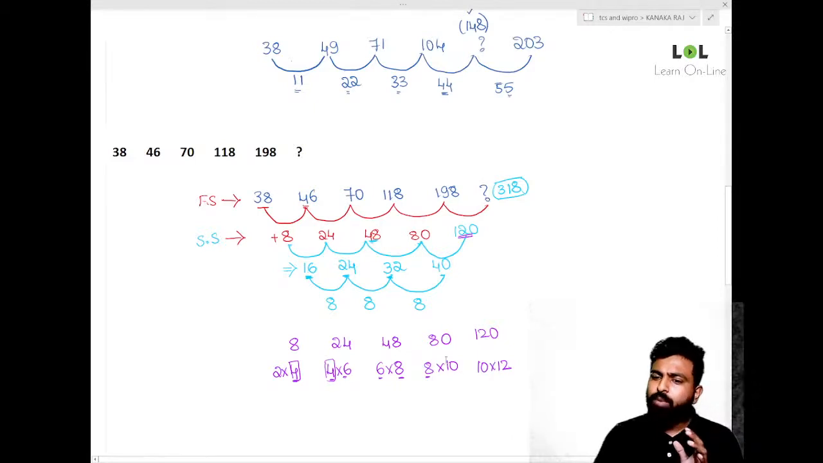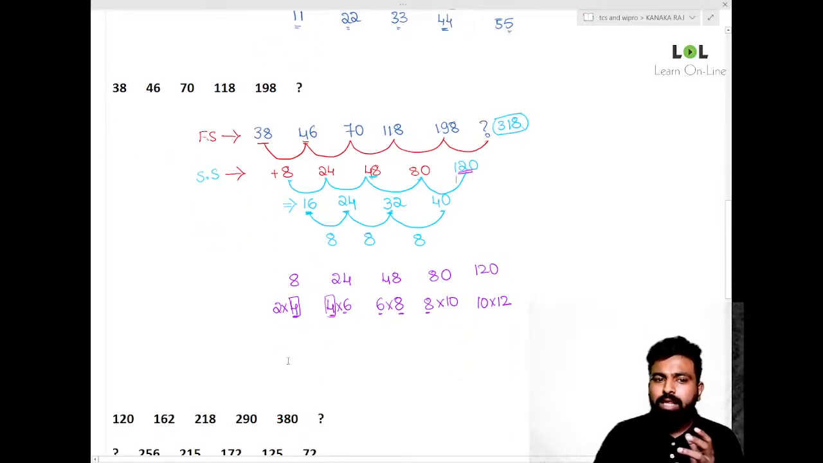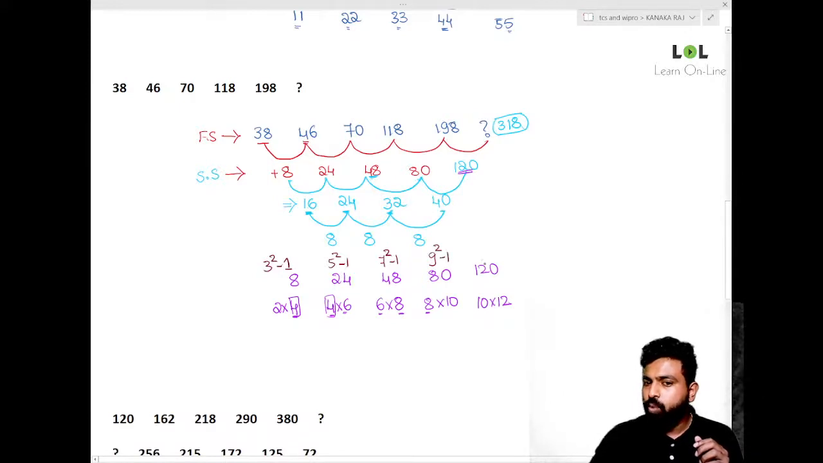Now, this is not the only way, people. There is another way as well. What is the other way? Look at this. How can I write this 8? Can I write this 8 as 3 square minus 1? 3 square is 9. Minus 1 is 8. What is this 24? 5 square is 25. Minus 1 is 24. What is 48? 7 square minus 1. What is 80? 9 square is 81. Minus 1. What is 120? 11 square minus 1. Observe this. Odd number squares minus 1 will again give you the same series. Yes or no, everyone?